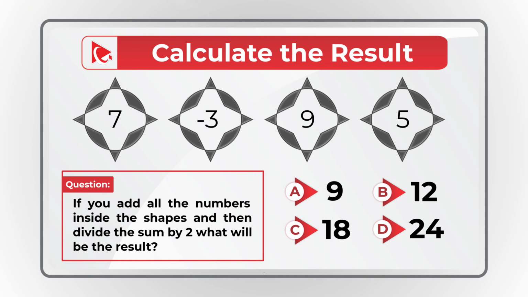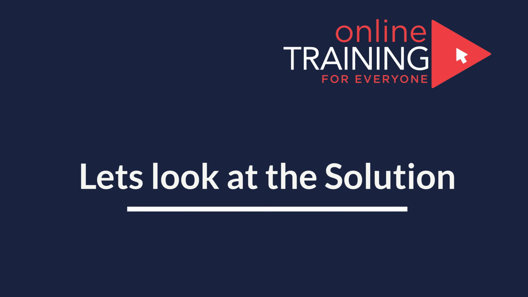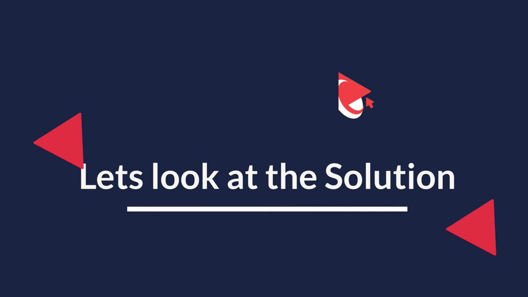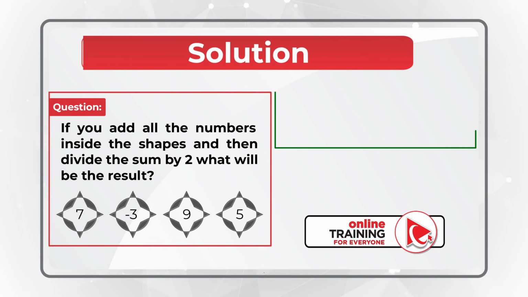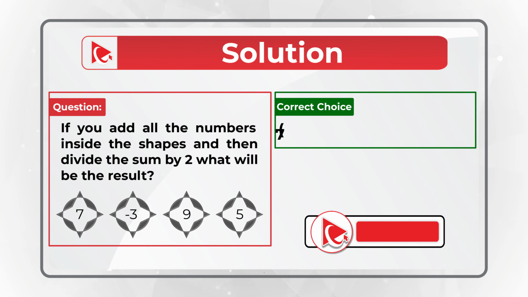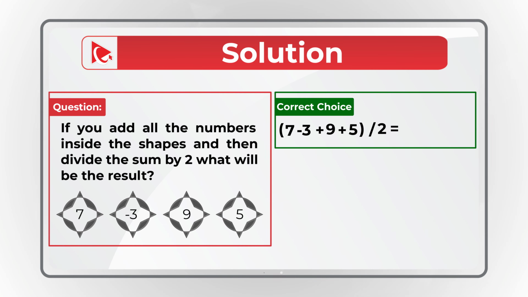Do you see the answer? Give yourself a little bit of time, maybe pause this video and give yourself 10 to 20 seconds to do the calculations. I am pretty sure you figured it out, so I'm moving forward to share with you my version, and obviously if you have a better way to solve it, please make sure to post in comments. The math here is pretty straightforward. You need to do 7 minus 3 plus 9 plus 5 in parentheses, and then divide the sum by 2. The result would be 18 divided by 2, which would be equal to 9. And this is my choice for the correct answer.